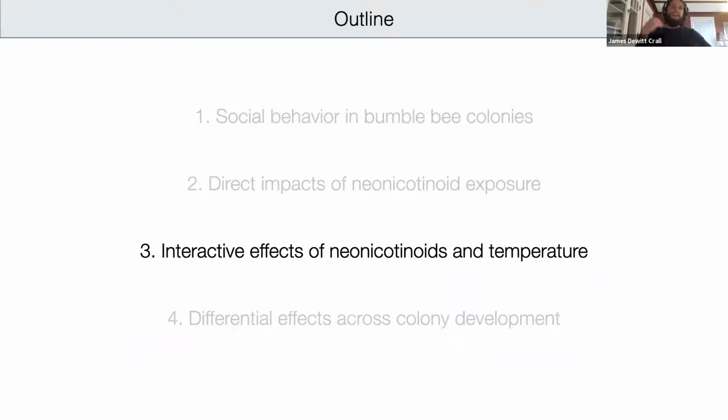Okay, so that tells us that in addition to sort of direct effects in nice, clean laboratory conditions, there are also likely interactive effects with a stressor like temperature in naturalistic outdoor conditions.